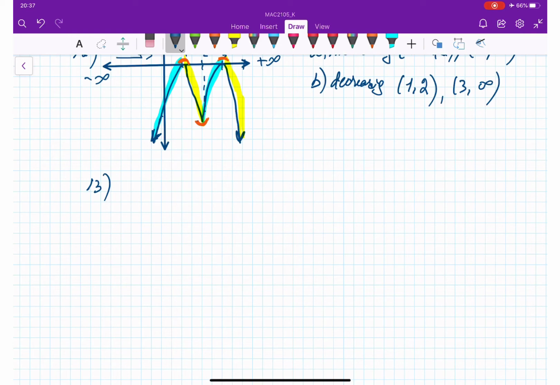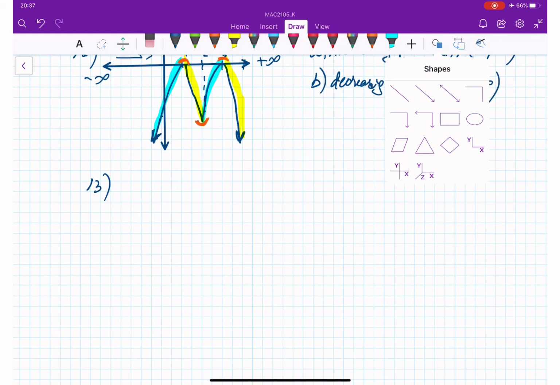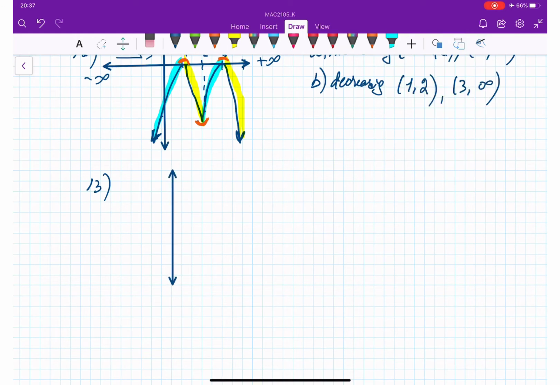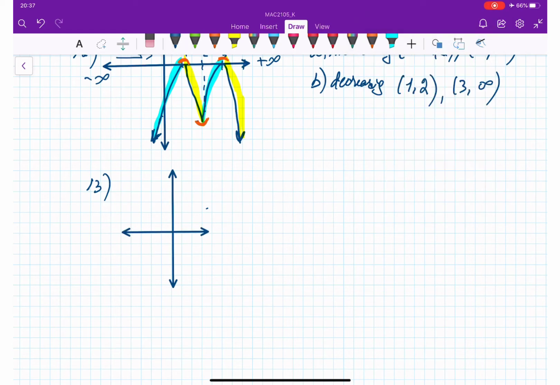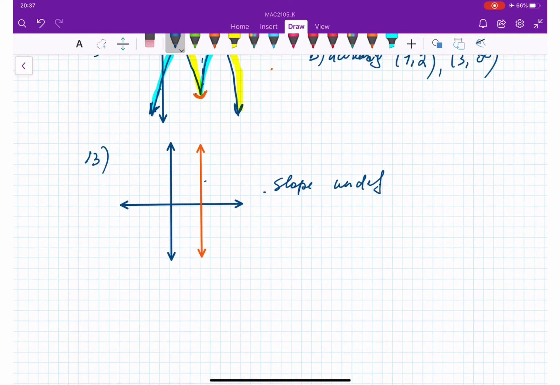So, if we have a graph that runs vertically, that's our graph. What can we say about the slope? The slope for a vertical line is undefined. Next, question number 14.